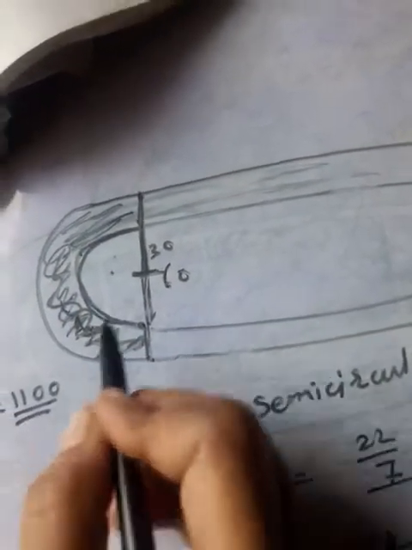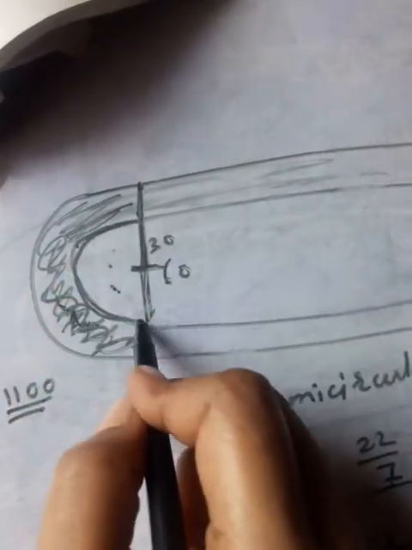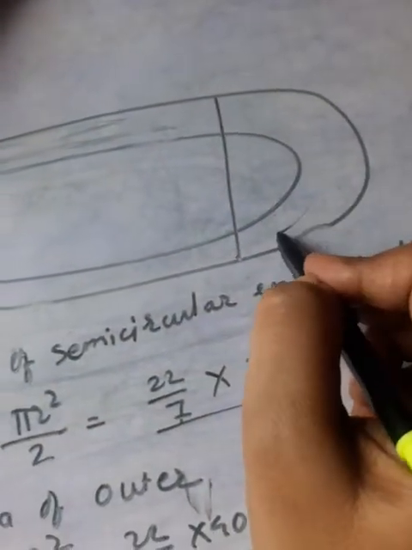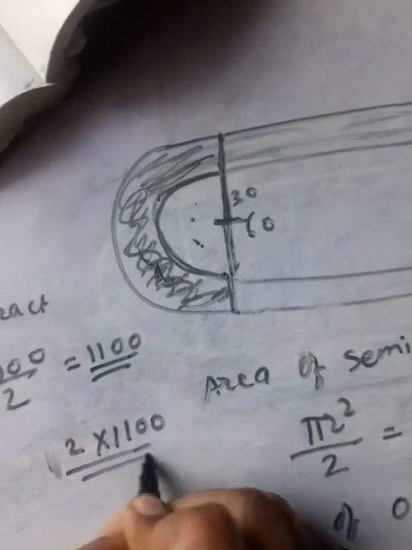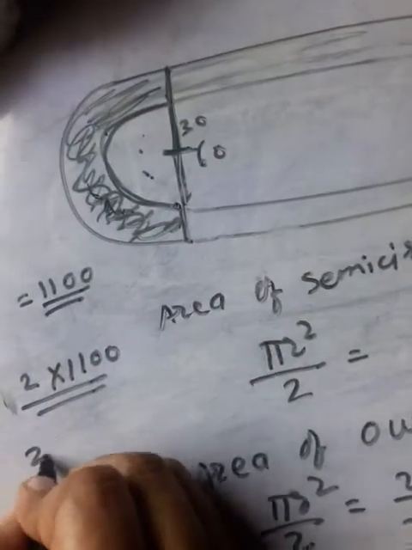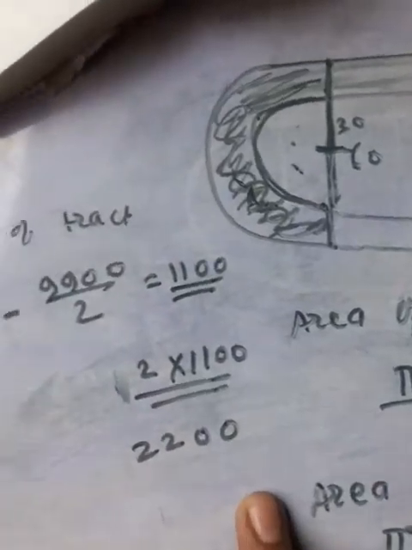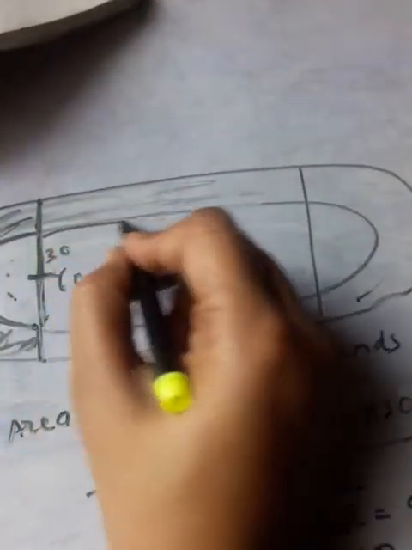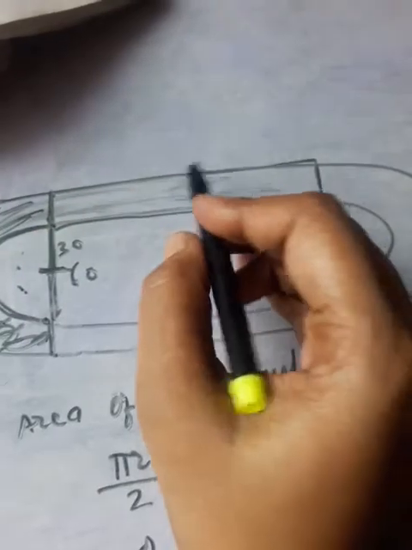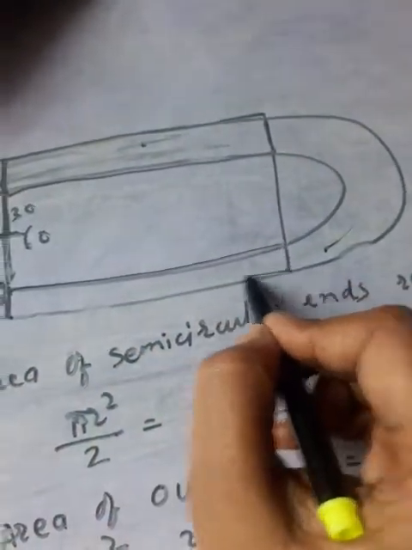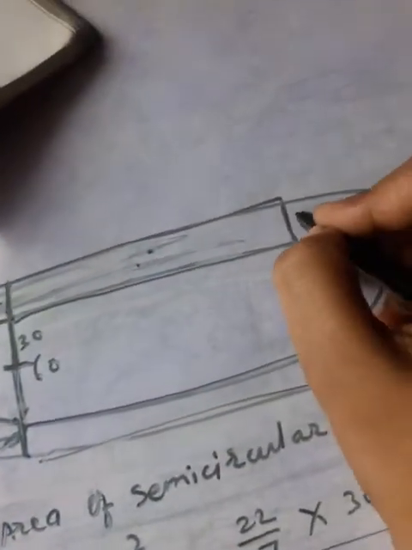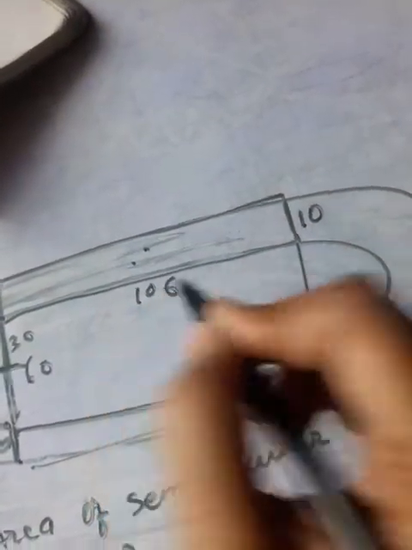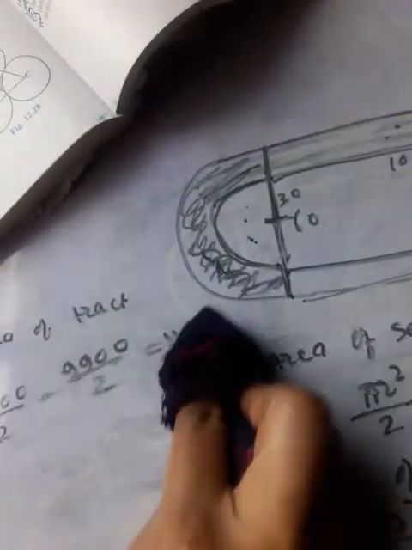Here we found the area of one semicircular end. The same applies for the other, so multiply by 2, and we get the area of two semicircular ends. So the area of the two semicircular ends is 2200. Now the area of the two rectangles, one rectangle here and one rectangle here. The area of a rectangle is L into B. You can multiply directly, since L and B are given: L is 106 and B is 10.